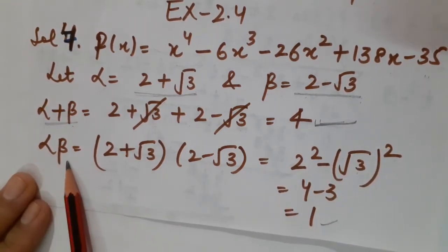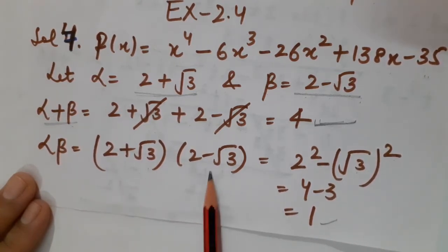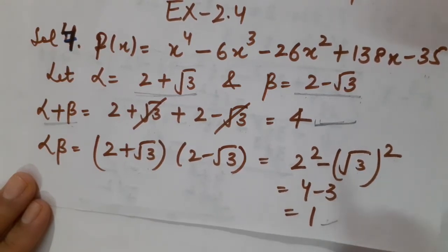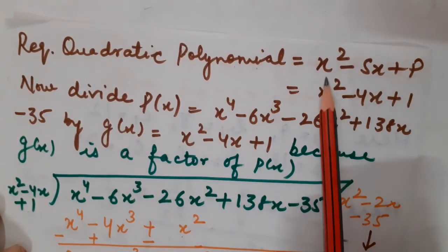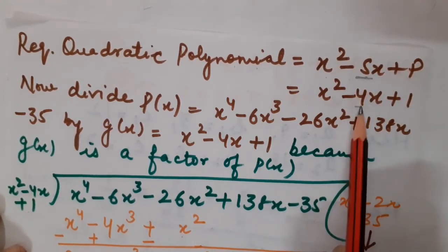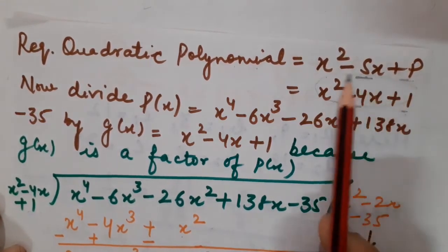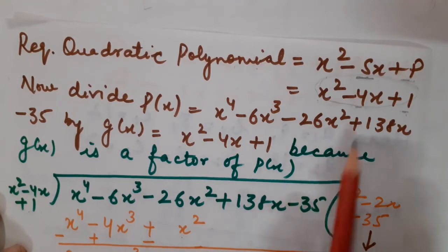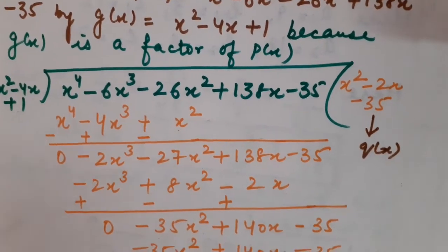Let us calculate the product of the zeros: 2 plus root 3 into 2 minus root 3. This is (a plus b) into (a minus b), which becomes a square minus b square. This is 4 minus 3, equivalent to 1. Now children, what is the required quadratic polynomial? That is x square minus sx plus p, so x square minus 4x plus 1, with the sum 4 and the product 1. You know very well that this is the quadratic polynomial formed by the zeros of a biquadratic polynomial, right? So definitely this will be a factor of the biquadratic polynomial and will divide it exactly.